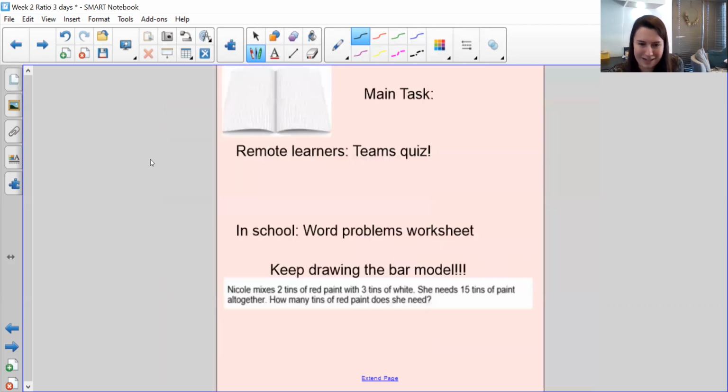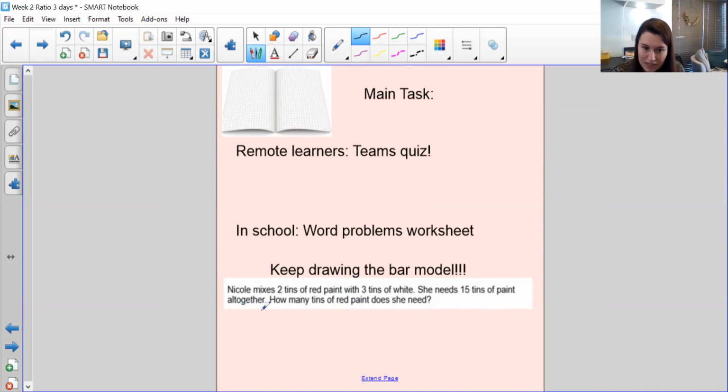Okay, your turn now, guys. If you're working from home, there is a Teams quiz of those types of questions, both types. And in school, you've got a word problem worksheet. Now the questions look like this, and it is so important you keep drawing the bar method.